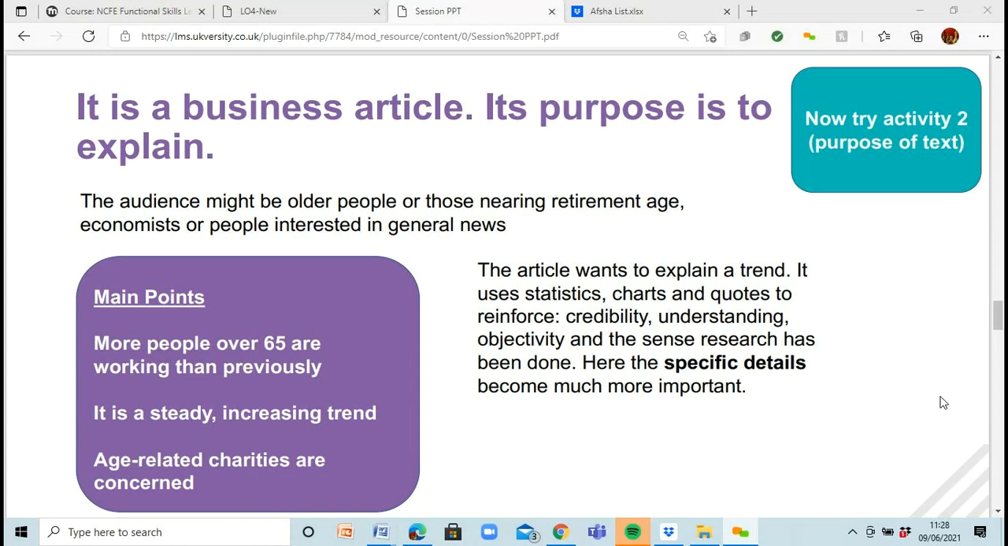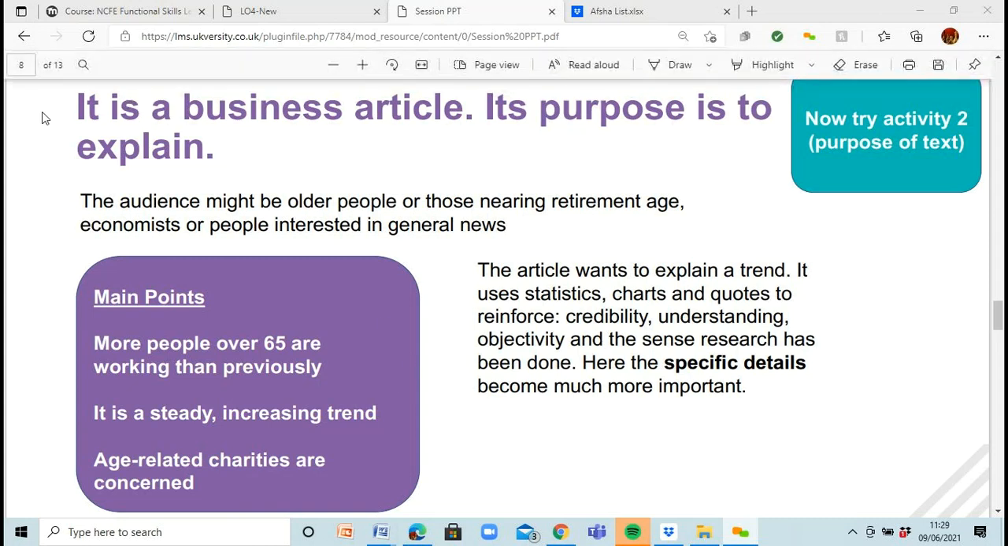It gives it a credibility, it gives it an understanding, and again, it's objective. We talked a while ago about objectiveness, where you're looking at every single point, or other points, rather than not being objective and just saying my point is right. So it's got specific details.